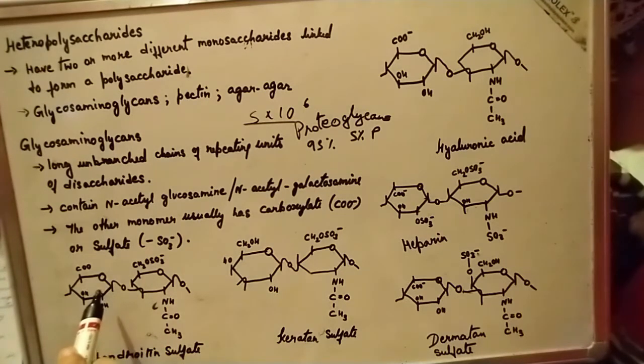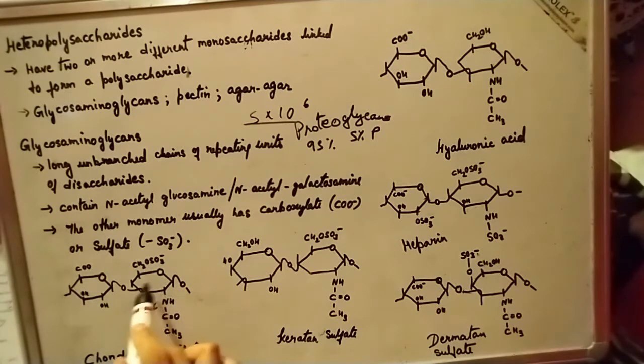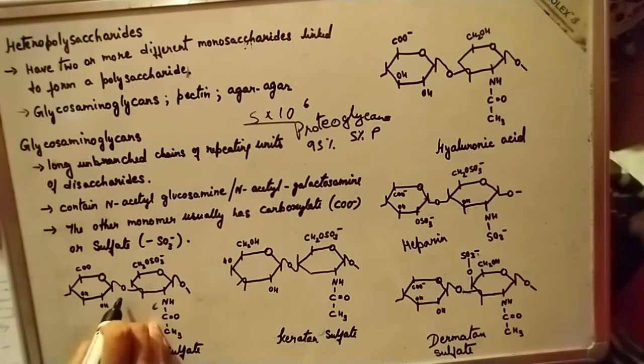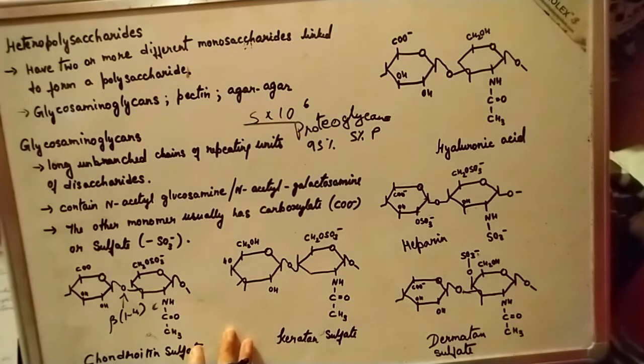The anomeric carbon of the glucuronic acid is linked to carbon number 3. Here you can see this is the carbon number 3 of the N-acetyl galactosamine 6-sulfate. Now the repeating disaccharides are linked by the beta-1,4 linkage, and this chondroitin sulfate is found in cartilage.